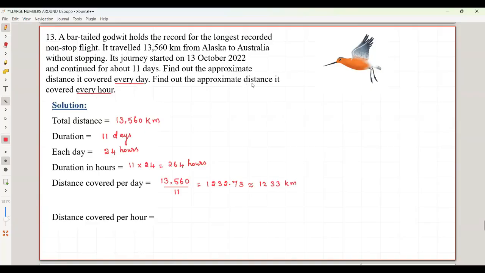Next, they are asking to find the approximate distance it will cover every hour. Every hour means you have to just divide by 264. Correct? So we have to just divide 13,560 by 264. You will be getting 51.36, so approximately we can take it as 51 kilometers. So in both cases we got the answer.